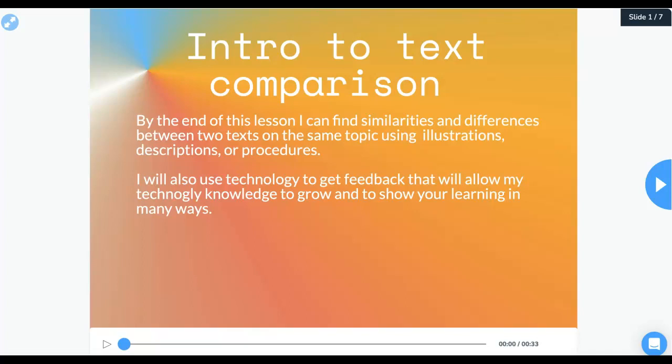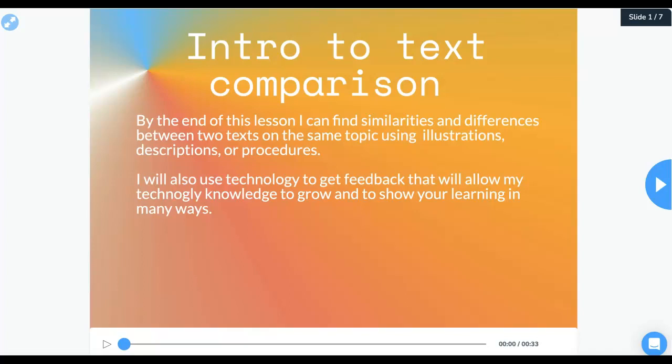To design my lesson, I chose Nearpod, which is a tool you can use to engage and interact with students using multiple activities to design your lesson. For my first grade lesson, the standard I chose was: with prompting and support, students identify basic similarities and differences between two texts on the same topic using illustrations, descriptions, or procedures.